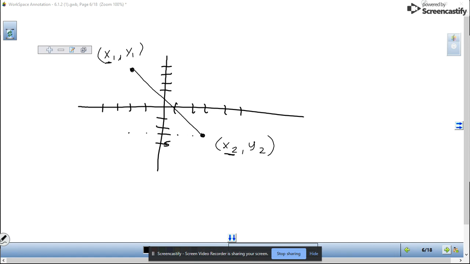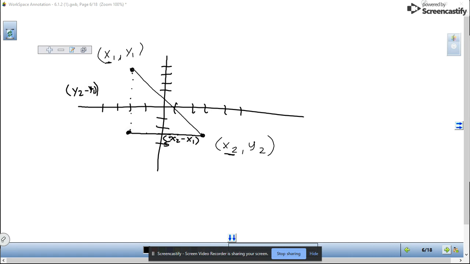The other way I can think about that is this right here is x2 minus x1. That's the length of this line. And the height works the same way. It's 1, 2, 3, 4, 5, 6, 7. It's also y2 minus y1, or at least the absolute value of y2 minus y1.